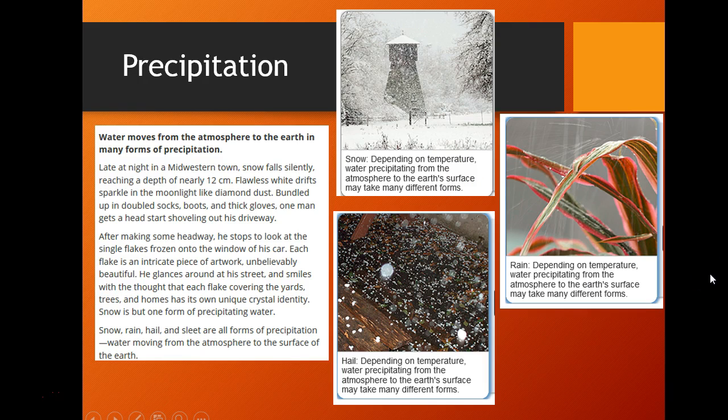Once we have the water molecules in the form of clouds, the water will eventually move from the atmosphere to Earth in the form of precipitation. Some examples of precipitation would be snow, rain, and hail, and it really just depends on the temperature that the water is precipitating in that determines what type of precipitation would occur. If it's colder, then it would be snow, but if it wasn't as cold, then it would be something like rain.